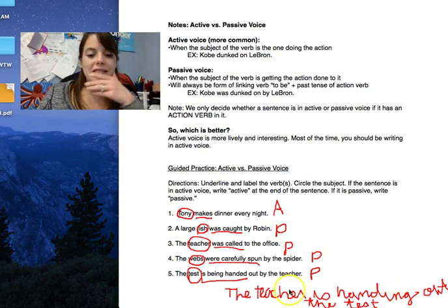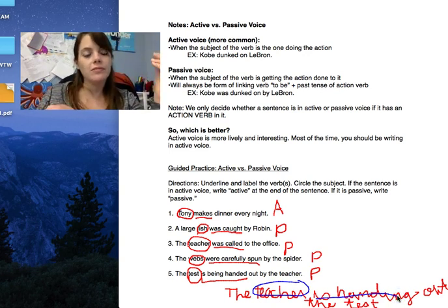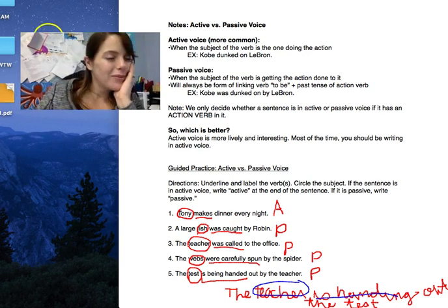Now my subject is teacher, and my verb is handing, which is actually being done by the subject. So that's what we want. All right, we'll do some more practice of this tomorrow.